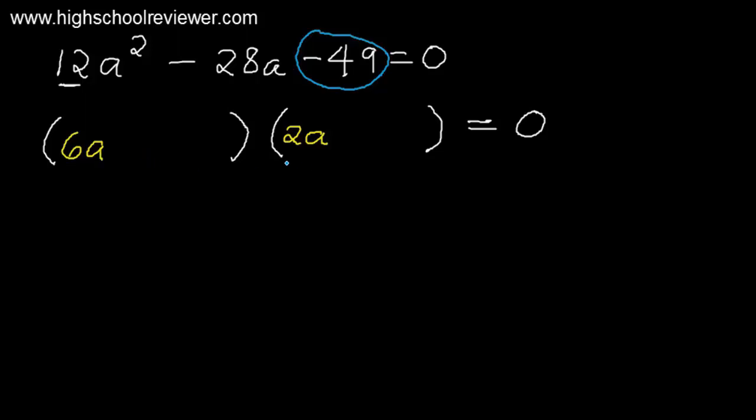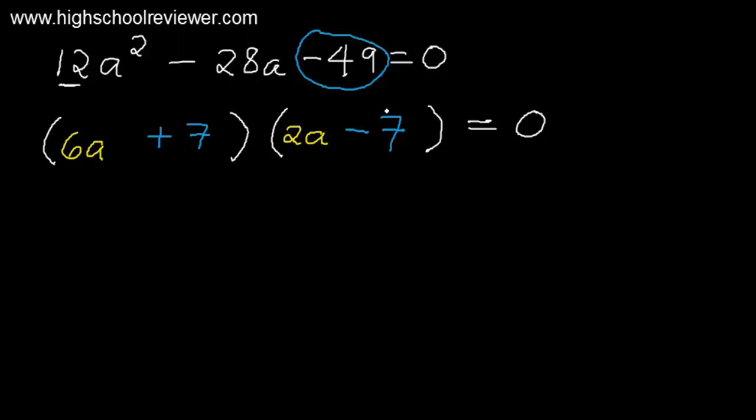Okay, so we are going to put negative 7 on our outside term so that it will be multiplied by 6a. So it will be bigger than the inside terms. So we are going to have here positive 7. So positive 7 multiplied by negative 7 is negative 49. And then let us check if the sum of the outside terms and the inside terms is equal to negative 28a. Let's get their sum.